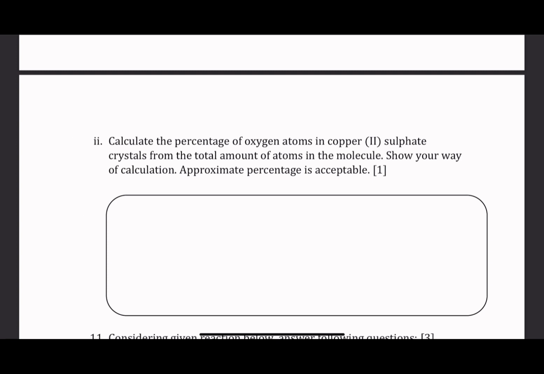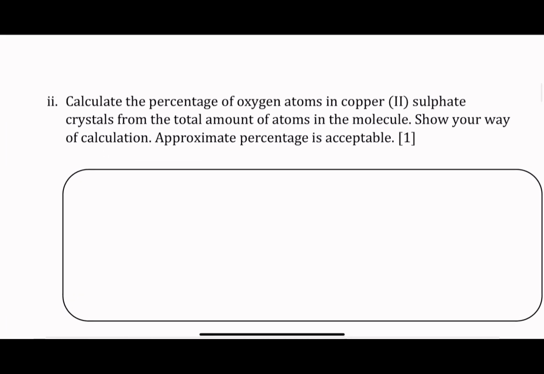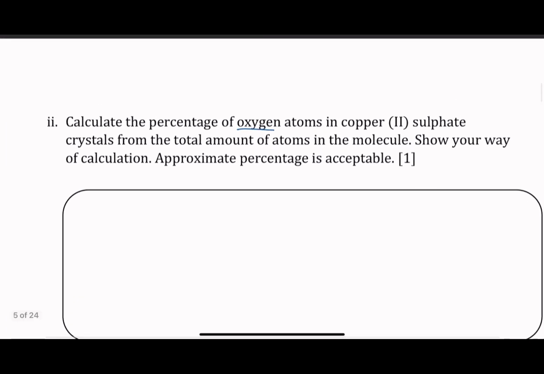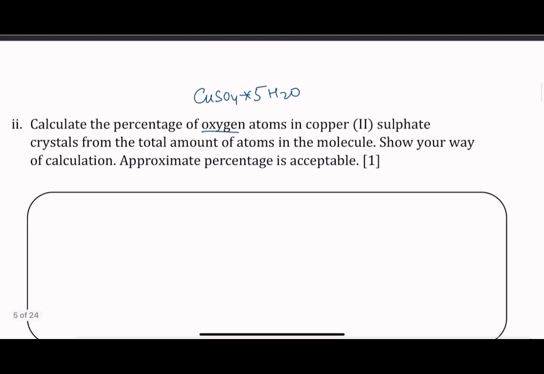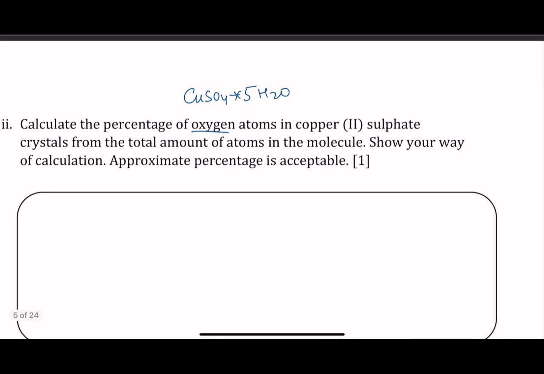And then calculate the percentage of oxygen atoms in copper 2 sulfate crystal from the total amount of atoms in molecule. Calculate the percentage of oxygen atoms. So you've got copper sulfate hydrate, right? Let's calculate the number of oxygen atoms here. In 1 mole of copper sulfate, you've got 4 times 1 plus 5 times 1, you've got 9 mole of oxygen, right?